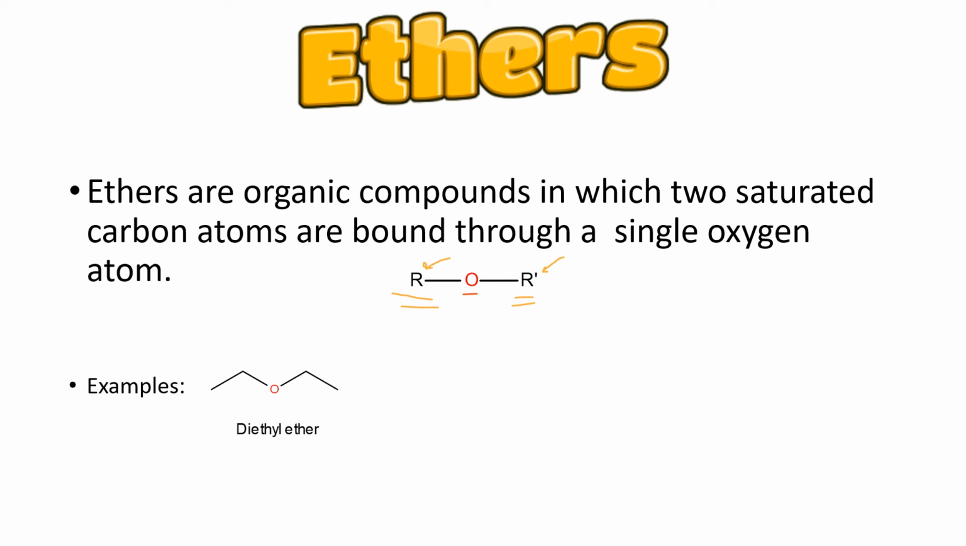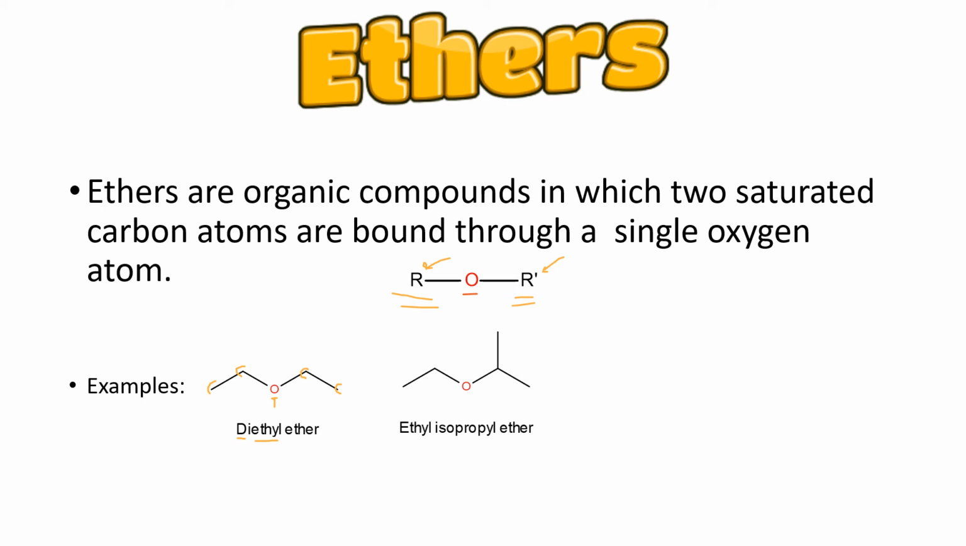So the first one we have is a diethyl ether. Looking at this one, you identify it as an ether because the oxygen's in the middle. And then you say, okay, there's my carbon chains, and they're each the same length. So the di is standing for the fact that they are both the same length. So diethyl ether.